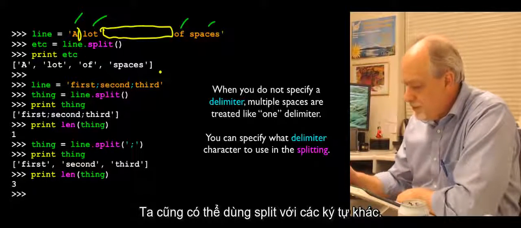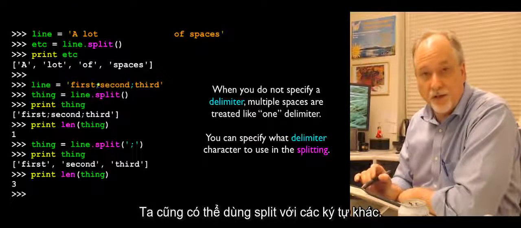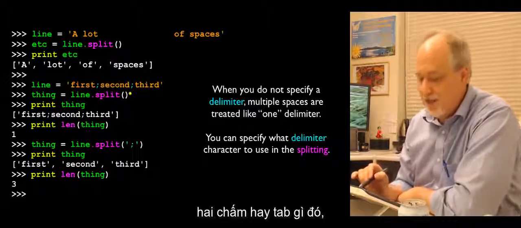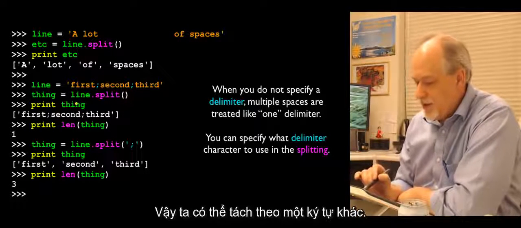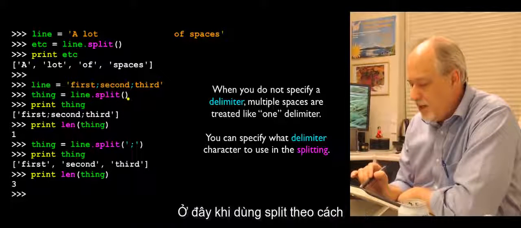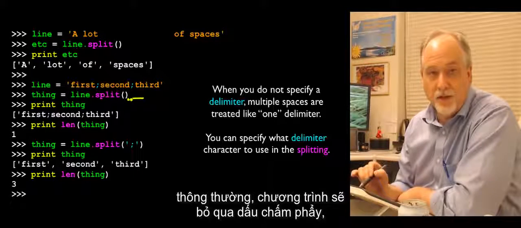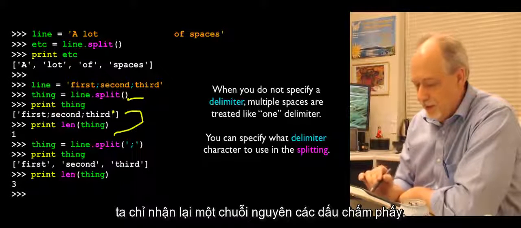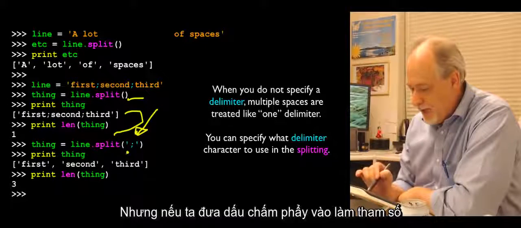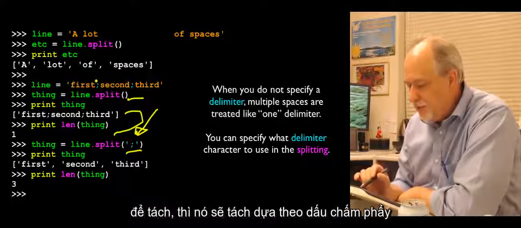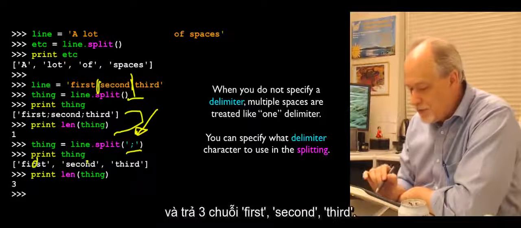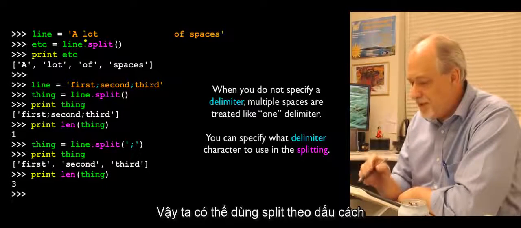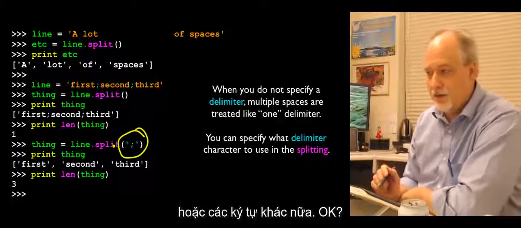You can also have split on some other character. Sometimes you'll be getting data, and they'll have used a semicolon, or a comma, or a colon, or a tab character. Who knows what they've used? And your job is to dig that data out. So you can split based on a different character. Here, if we're splitting normally, this is a normal split, it's not going to see the semicolons. It's looking for a space. And so all we get back is one item in the string with the semicolons. But if we switch and we pass semicolon as a parameter to split, then it will know to split it based on semicolons and gives us first, second, and third back. Okay, and then it gives us three words. So you can split either on spaces, or you can split on a character other than a space.